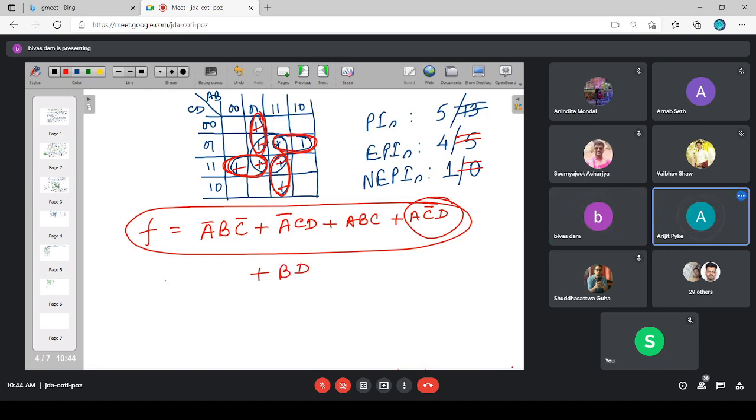Yeah, BD. And by including that, what are the cells you are covering? This cell, this cell, this cell, and this cell. Yeah. So, are you able to include this? No. So I am not sufficient. By including BD, nothing will happen. Even if you include me, you have to include this. Otherwise, you will miss out this.